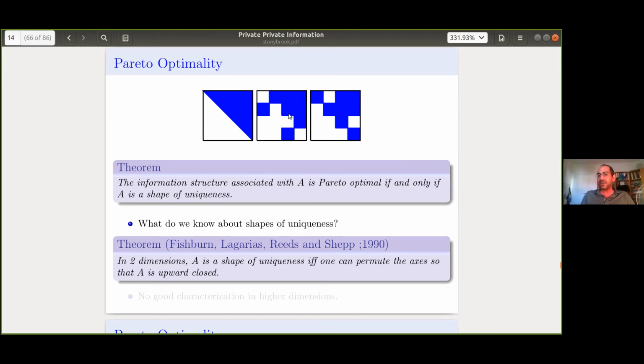This is the 3/4 binary signal. If you look for a second, you see that the projections on both axes are the same for these 2. They're these 1/4, 3/4, which means that the independent binary 3/4 signals do not represent a Pareto optimal signal. I can give people even more information while preserving independence. The one on the left, because it's upward closed, is Pareto optimal. There's no way to add more information without giving up this independence property, this private information property. And unfortunately, in more than 2 dimensions, it gets much more complicated, and we don't know of any good characterizations.